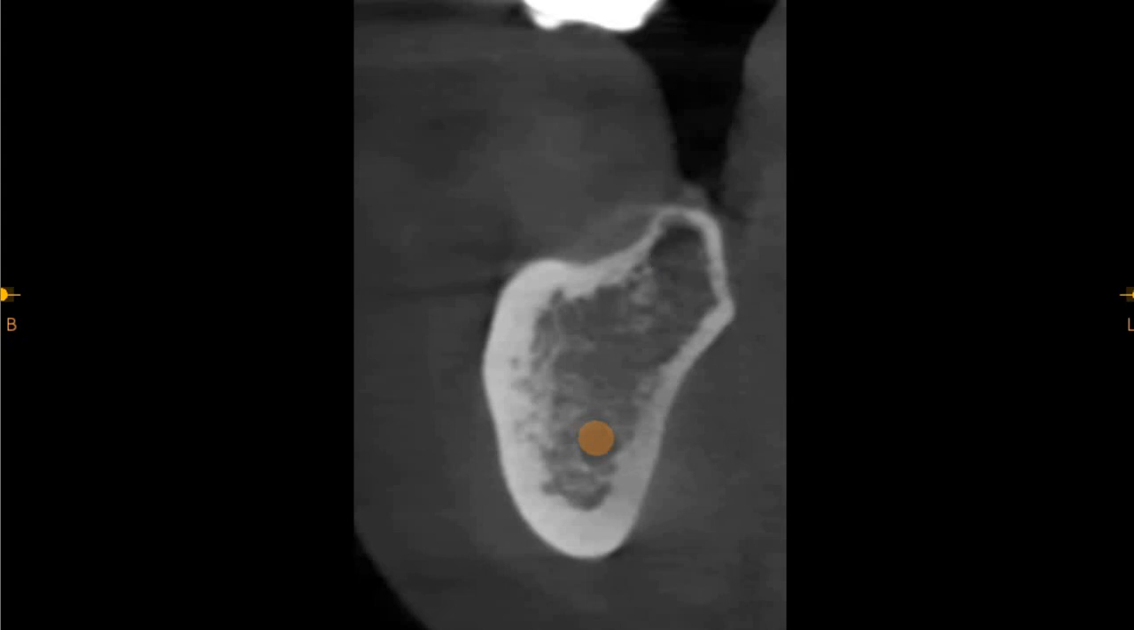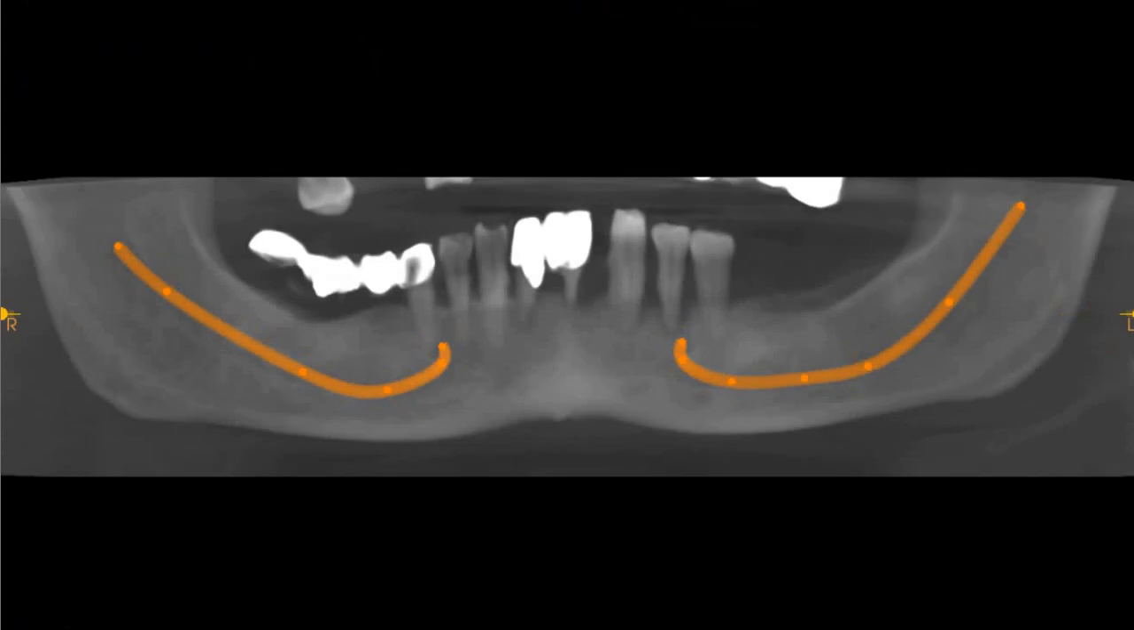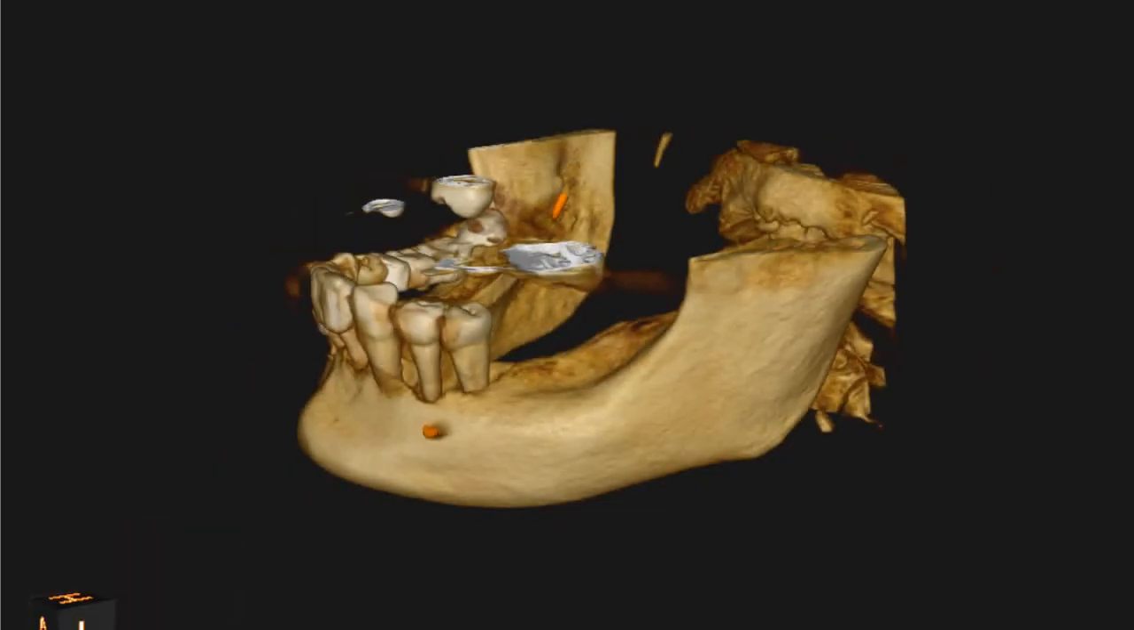Now, our kind doctor has requested for us to place implants in this region, so we will place three implants. We do not have the same brand, but we've placed a Korean implant which has relatively the same sizing systems. This is the first implant, the second implant, and the third implant.